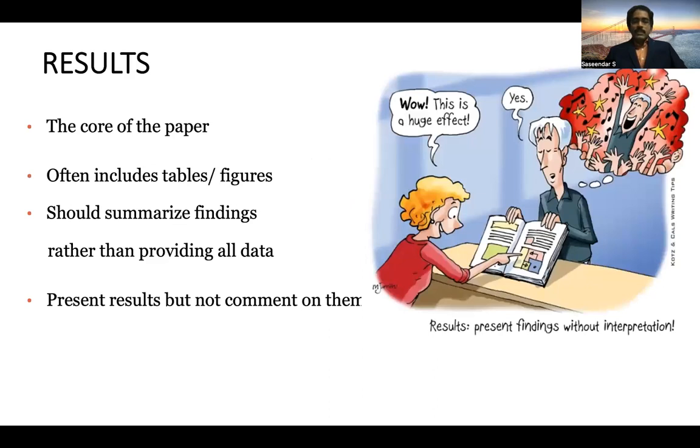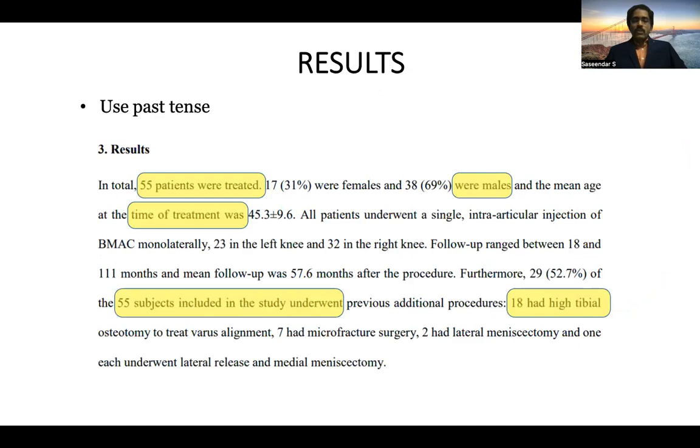Coming on to the results, the result is the core of the paper, often includes tables, figures, should summarize findings rather than actually provide the data. Present results but not comment on them. Allow the readers to take the implication of the results. The results should also be presented in past tense. Example, 55 patients were treated, 38 were males, the time of treatment was, and so on.